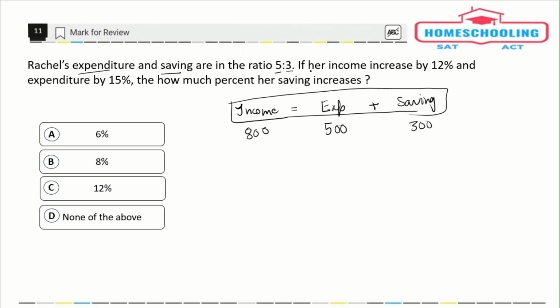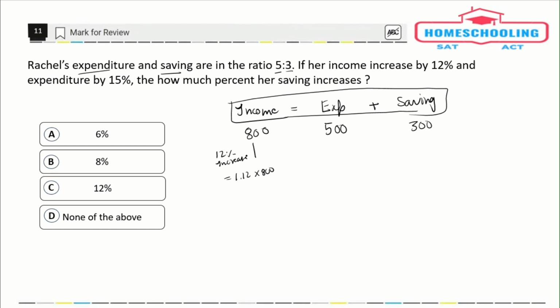In the question, it is said that if her income is increased by 12%, so 12% increase, that would be 112% into 800. So we can say that 1.12 into 800. So let me calculate what it is going to be.